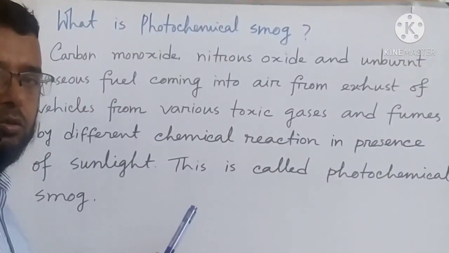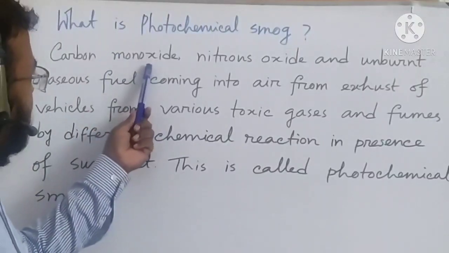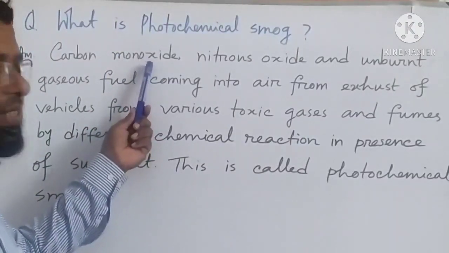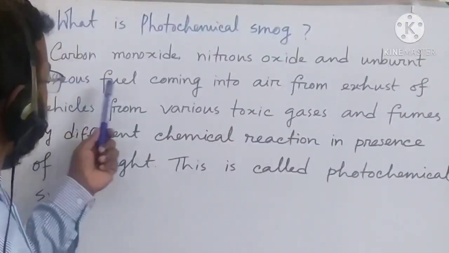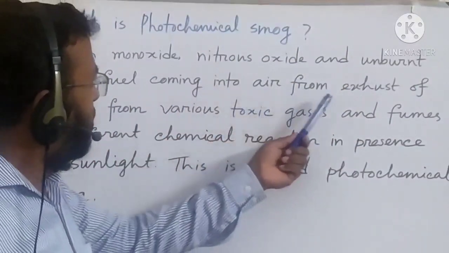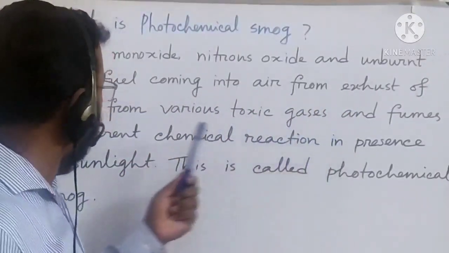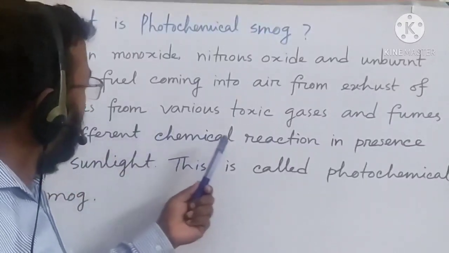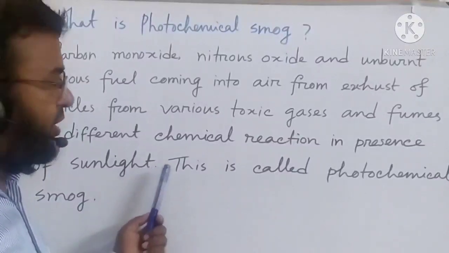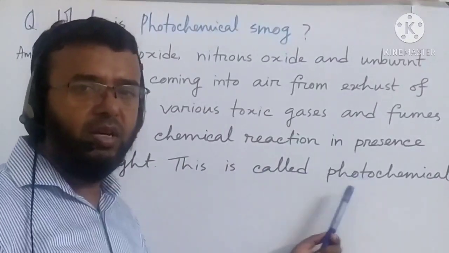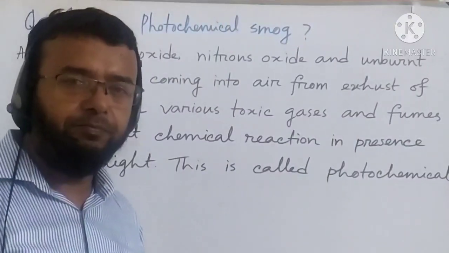Okay, again I am telling what is photochemical smog. Carbon monoxide, I think everybody knows carbon monoxide gas, CO, nitrous oxide and unburnt gaseous fuel coming into air from exhaust of vehicles form various toxic gases and fumes by different chemical reactions in presence of sunlight. So this is called photochemical smog. Everybody write it in your classwork copy.